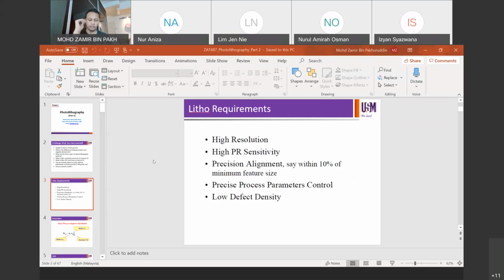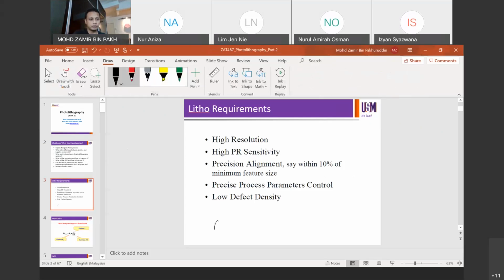For your information, in the litho process there is one group we call processing. Processing refers to CED. The first part is processing, where you do all the process by CED. The second part is called metrology. So let me talk to you about metrology.